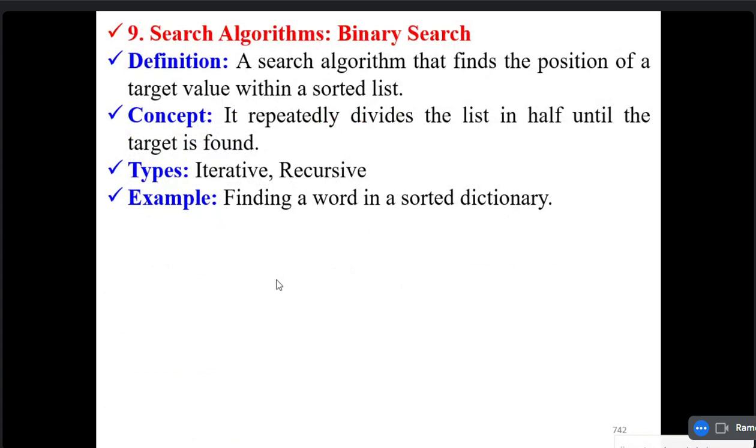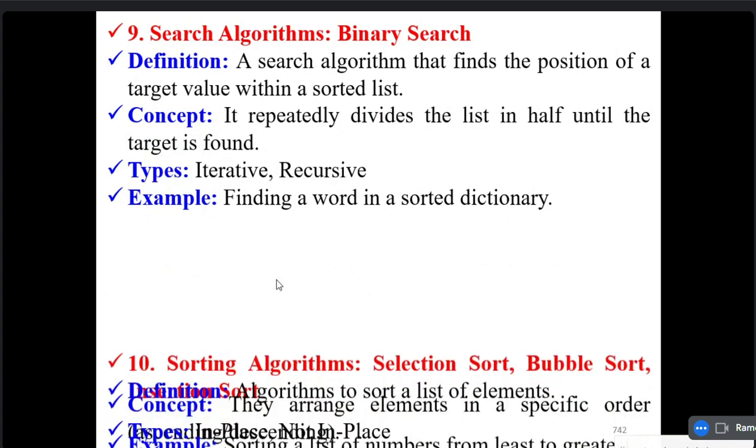A searching algorithm like binary search finds the position of a target value within a sorted list. It repeatedly divides the list in half until the target is found. There are two types of binary search: iterative and recursive. An example of binary search is finding a word in a sorted dictionary.